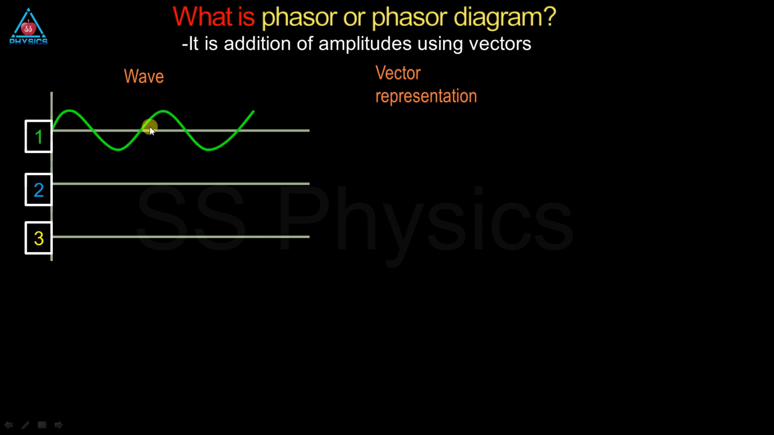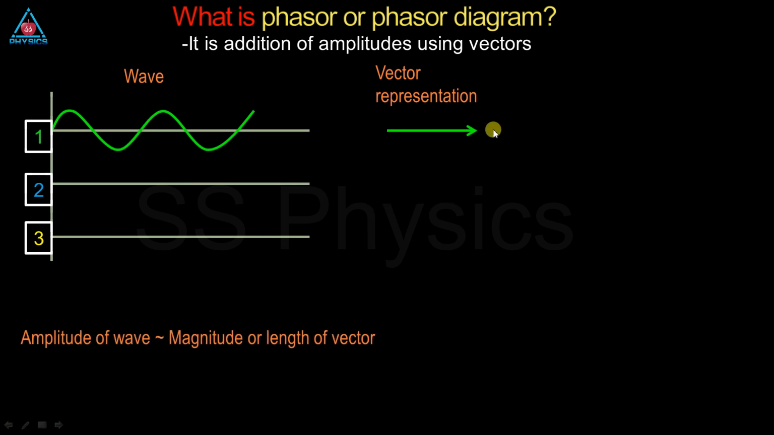So this is the first wave. So this wave can be represented by a vector. So here the amplitude of the wave is represented by magnitude or length of the vector, and phase of the wave, that is starting phase of the wave, is represented by direction of the vector.